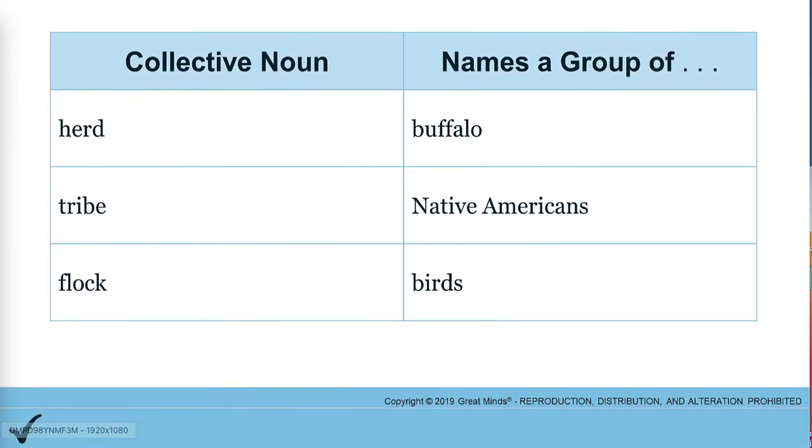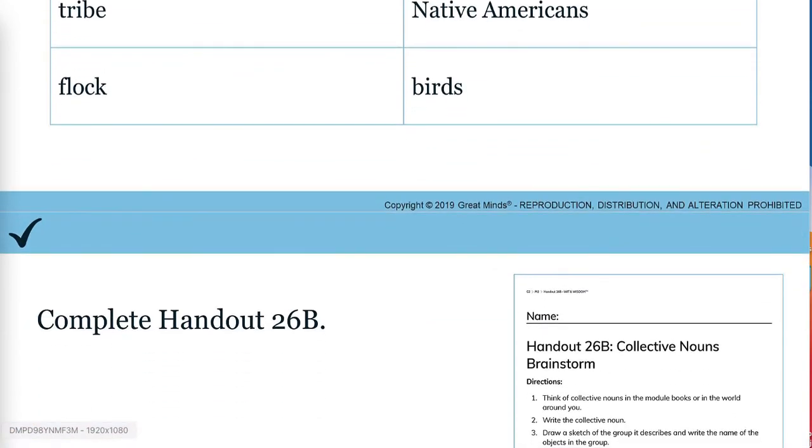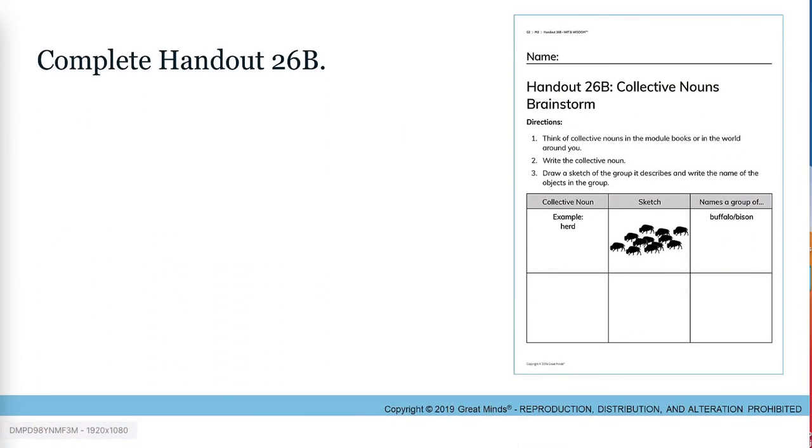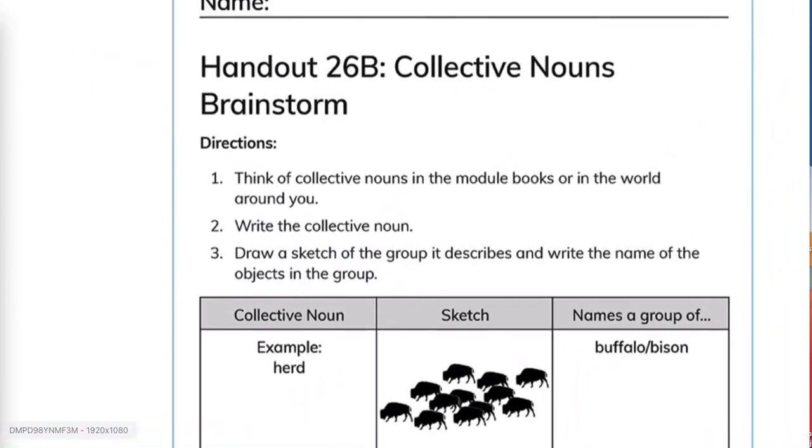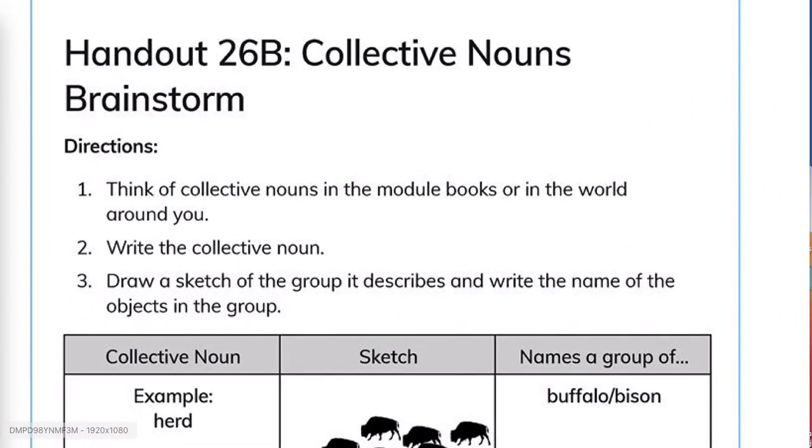Here are just some examples that we talked about in the last deep dive. Our collective noun is herd, which names a group of buffalo. The collective noun tribe names a group of Native Americans, and the collective noun flock names a group of birds. So your job today is to open your blue workbook to handout 26B. It's called Collective Nouns Brainstorm.